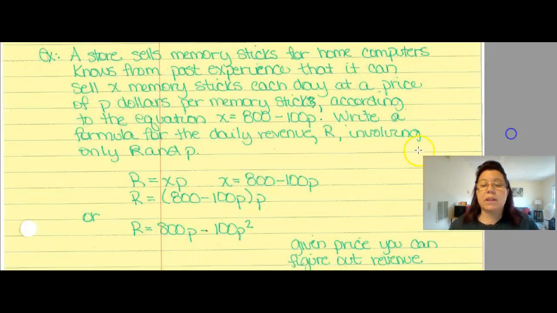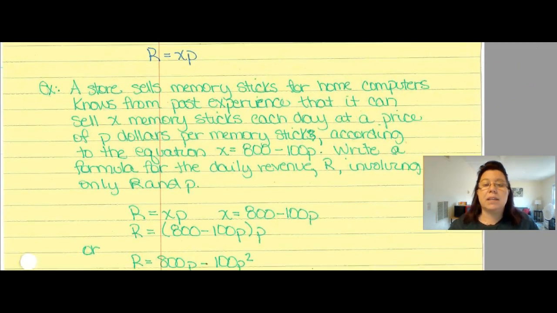We want to write a formula for the daily revenue. Remember, the daily revenue was R equals X times P. We are given what X is. We know what P is. Well, P is just the price. Therefore, we're going to put it all together using R equals XP. So R equals XP, where X came from our information, 800 minus 100P, times P. Don't forget, X is this whole entire thing. Now I'm going to distribute this P. 800 times P is 800P. Negative 100P times P is negative 100P squared.